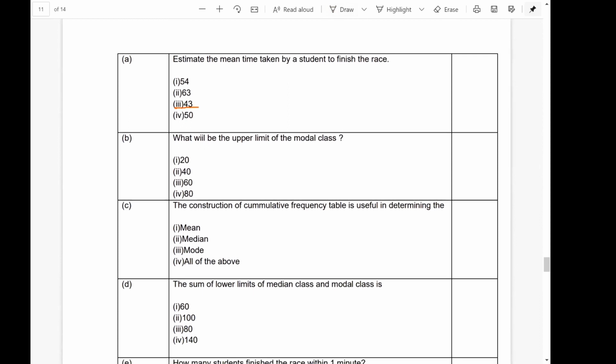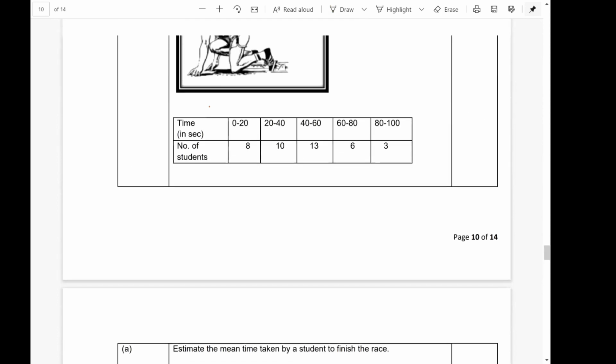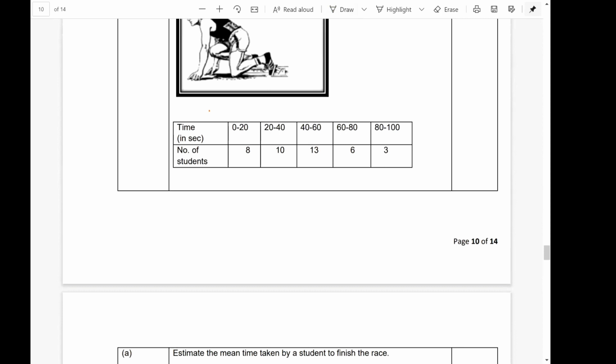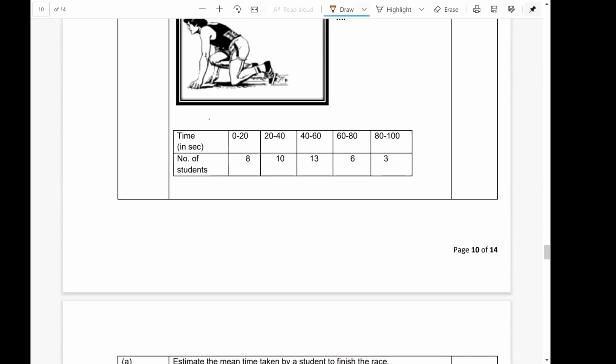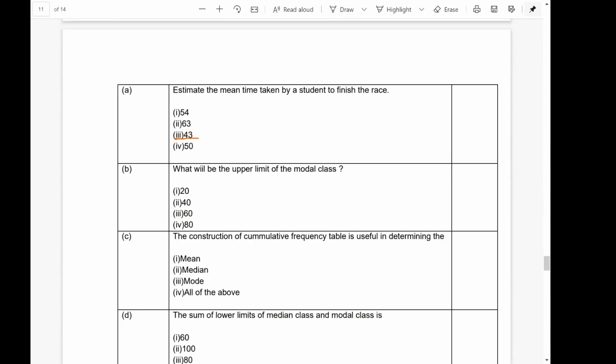Second question, what will be the upper limit of the modal class? You know, the modal class is the class corresponding to the highest frequency. Here the highest frequency is 13 and the class is 40 to 60, and the upper limit of 40 to 60 is 60. So the answer is option 3. 60 is the answer. That is the upper limit of the modal class.